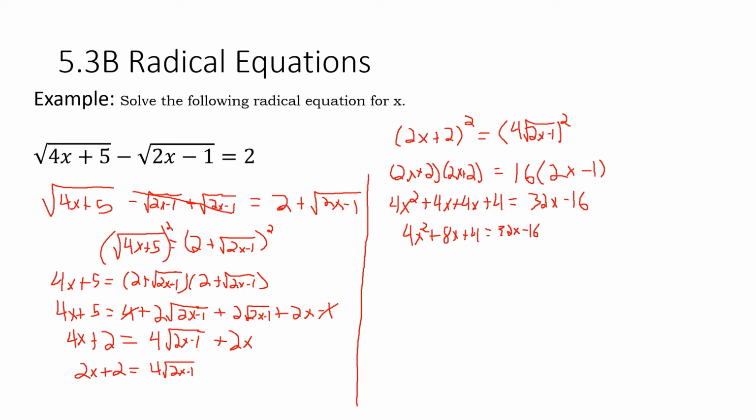So since we have a quadratic, we want to set it up so we have our quadratic equal to 0. So let's bring over the 32x by subtracting 32x from both sides.